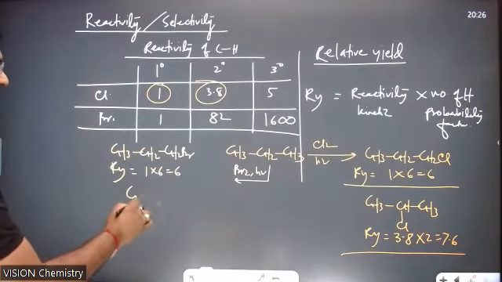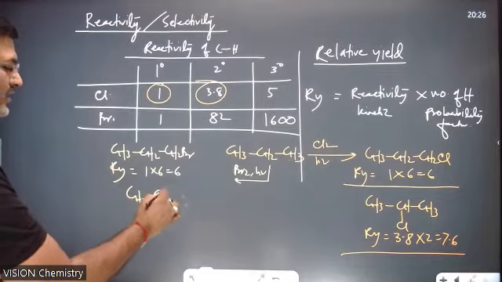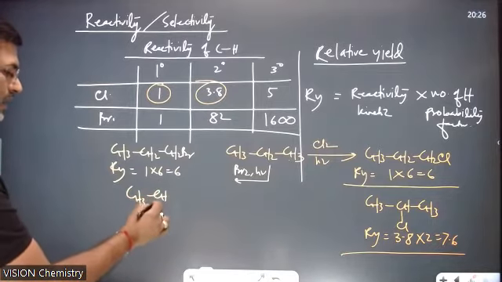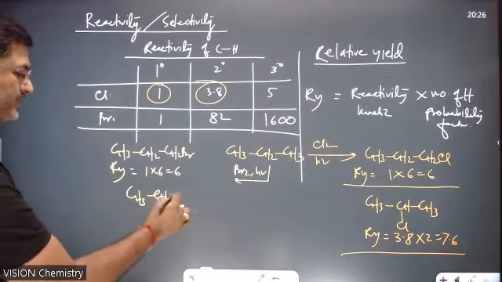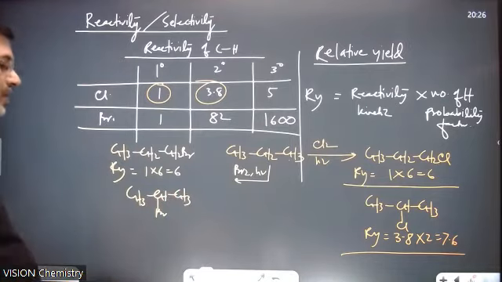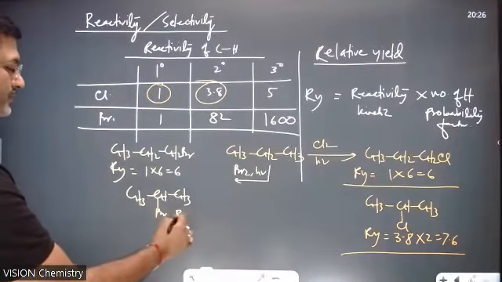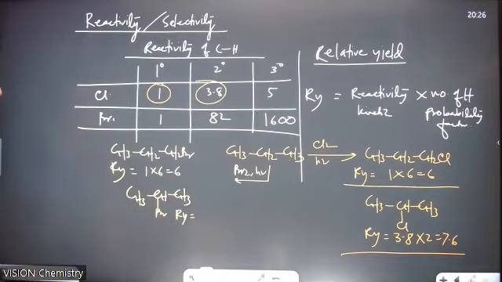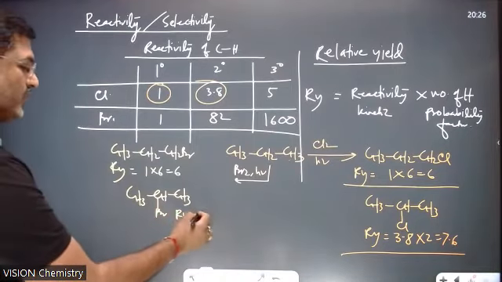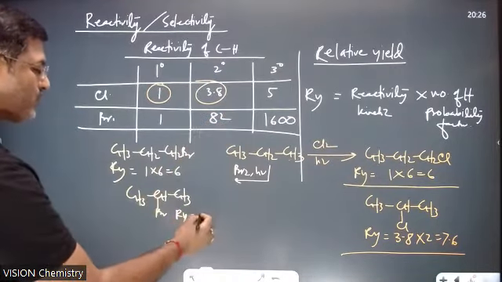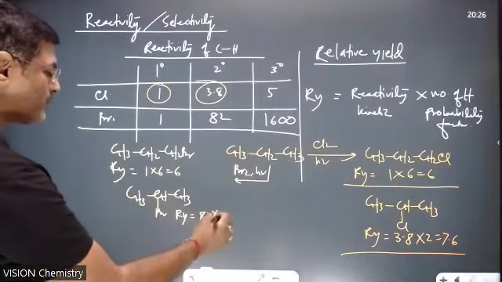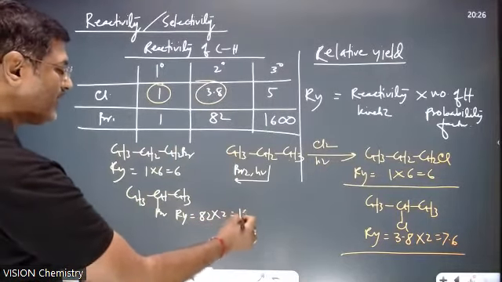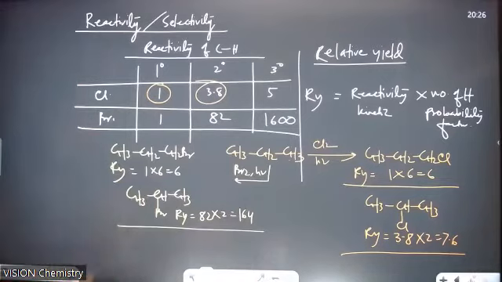But when we write the other one, CH3CHBrCH3, what is the relative yield of this? Relative yield is equal to 82 into 2, which is 164. Now you see this. What is the percentage of this one? What is the percentage of that?